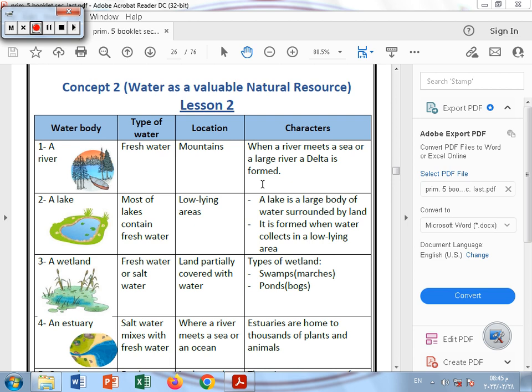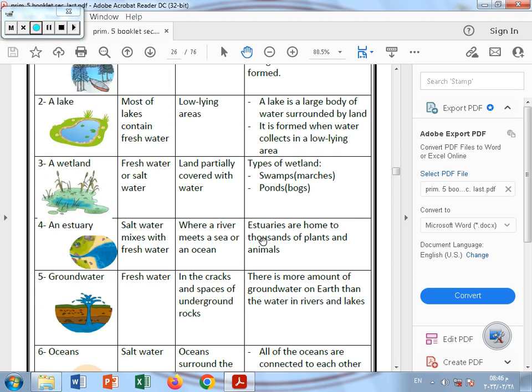Number 3, we have the wetland. Wetland is the place of frogs and salamanders. The wetland contains fresh water or salt water. The wetland is a land partially covered with water, so it's a land that contains a little amount of water. And we have two types of wetlands: swamps and ponds. The swamp is the same as marsh, and the ponds we can call bogs.